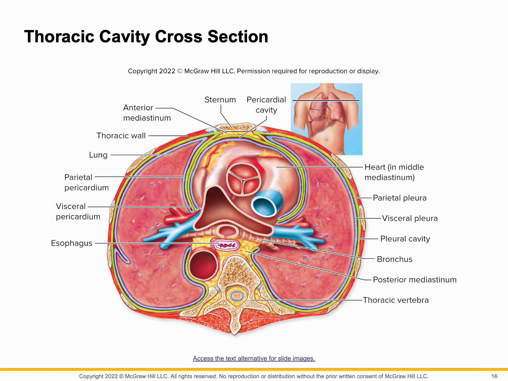Let's take a moment to look at this thoracic cavity cross-section, which labels for us and helps us to review the location of the heart in the middle of the mediastinum, the parietal pleura, the visceral pleura, the pleural cavity between them, the bronchus, the posterior mediastinum, the thoracic vertebrae, the sternum, the pericardial cavity, the anterior mediastinum, the thoracic wall and the lung, the parietal as well as the visceral pericardium, and the esophagus.